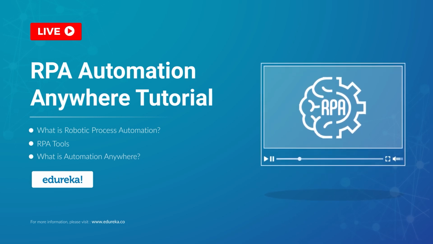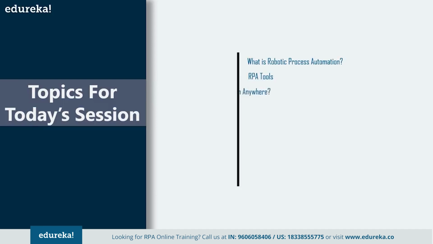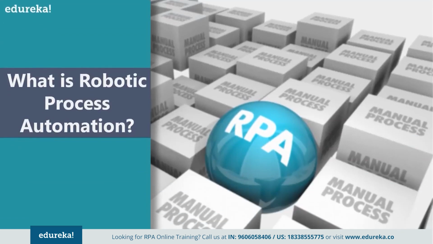So without wasting any further time, let's look into the topics for today's session. We'll start by understanding what robotic process automation is, and then I'll tell you the top RPA tools. Once you understand them, we'll discuss Automation Anywhere, since this session is about Automation Anywhere, and then I'll tell you Automation Anywhere's architecture and products. Once you understand how to install Automation Anywhere, I'm going to tell you what industries use it, and finally I'll end this session by showing you how a company benefited by using Automation Anywhere, and then a hands-on in which we're going to extract data from PDFs and store it in an Excel file. I hope I'm clear. Alright, let's get started now.